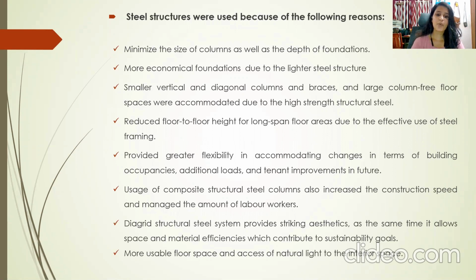Other than that, it provided greater flexibility in accommodating changes in the future in terms of building occupancies, additional loads, and tenant improvements. Usage of composite structural steel columns also increased the speed of construction in a better way, and it also helped to manage the amount of labor workers. As a result of that, it reduced the cost for construction.